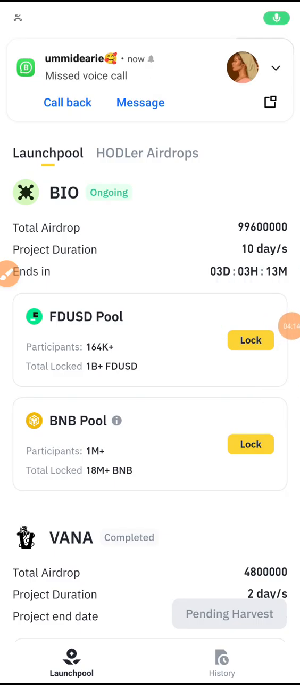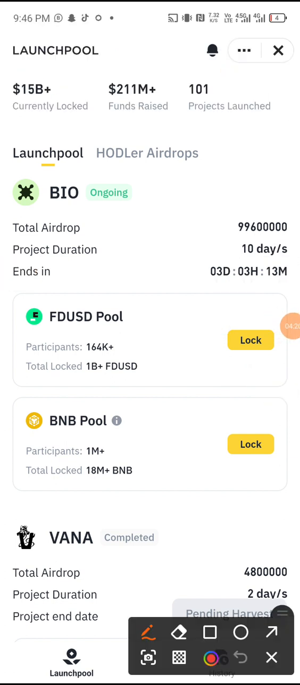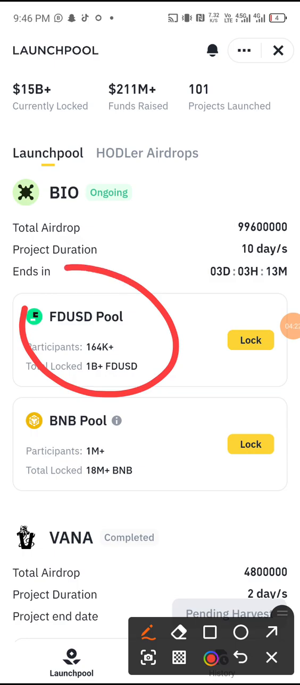So after buying, you just lock it up. After you have secured some of this FDUSD, you just lock it up. And if you lock it up, you are going to redeem it after these 3 days and make a profit.